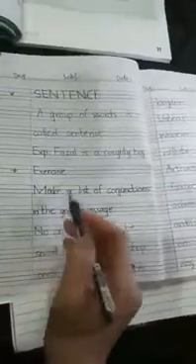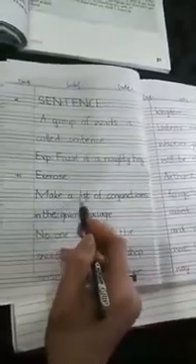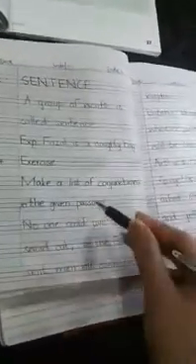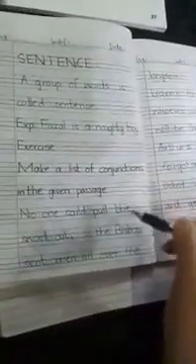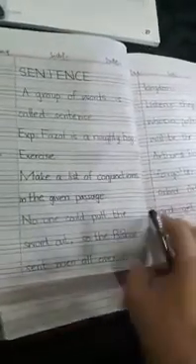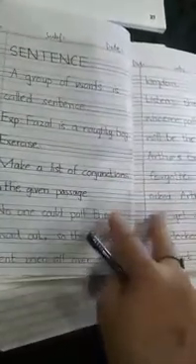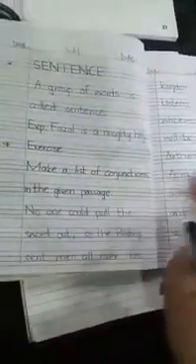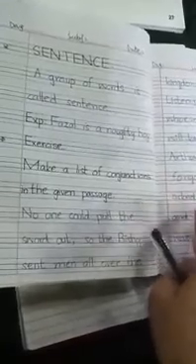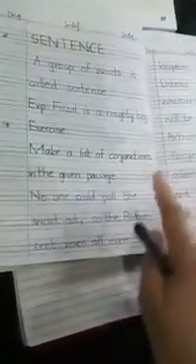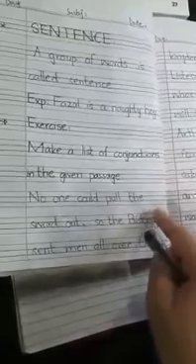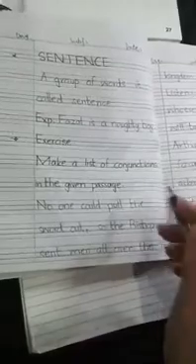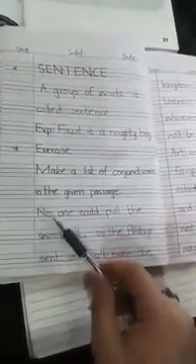Now look at its exercise. Its exercise is to make a list of conjunctions in the given passage. Dear students, this passage is too lengthy for you to write, so we will divide this topic into two videos. This one is part A, and later on I will make part B. I will give you some task at the end of this video, so it would be your homework kind of thing. Right now, start writing the passage.